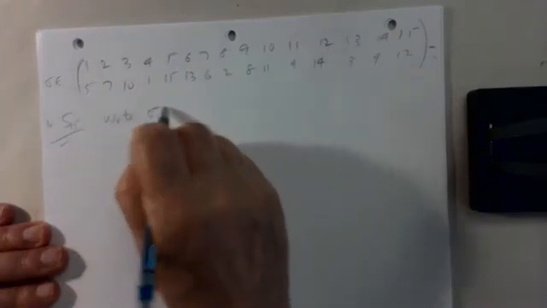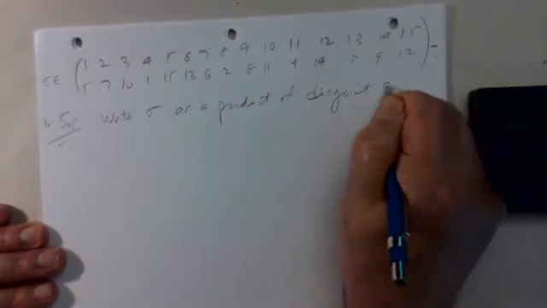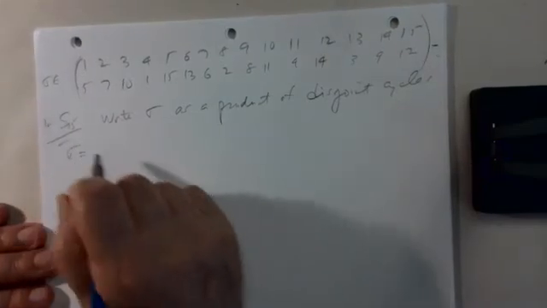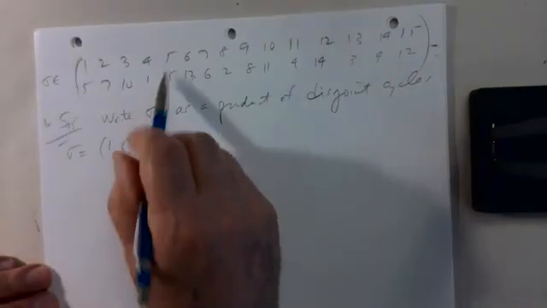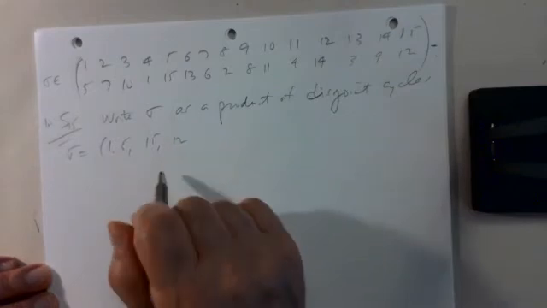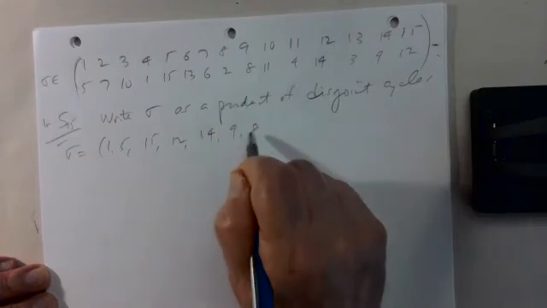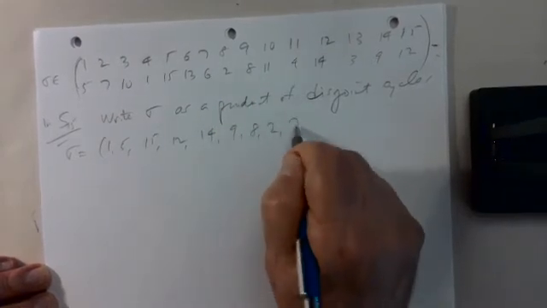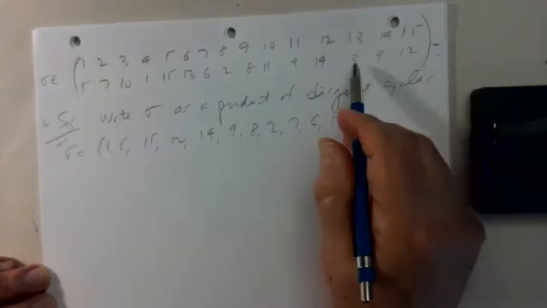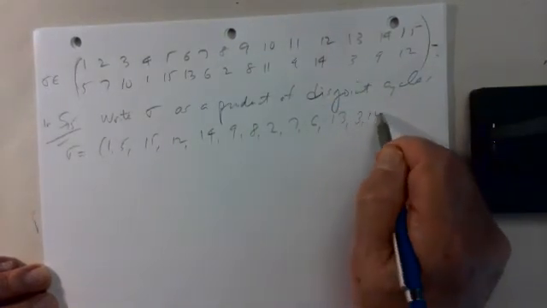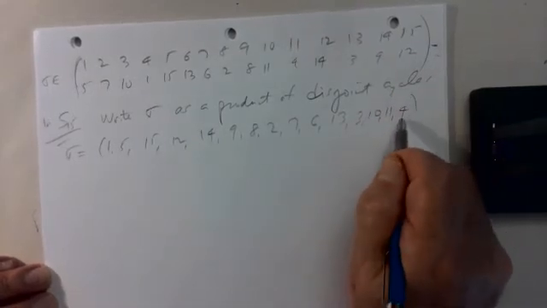So here is the problem: write sigma as a product of disjoint cycles. Let's just start with 1. We can start anywhere. 1 gets sent to 5. 5 goes to 15. 15 goes to 12. 12 goes to 14. 14 goes to 9. 9 goes to 8. 8 goes to 2. 2 goes to 7. 7 goes to 6. 6 goes to 13. 13 goes to 3. 3 goes to 10. 10 goes to 11. 11 goes to 4. And 4 goes back to 1.